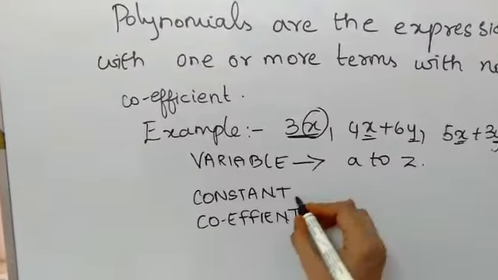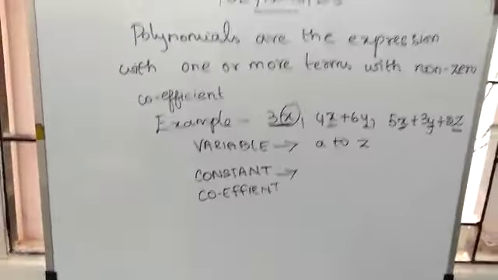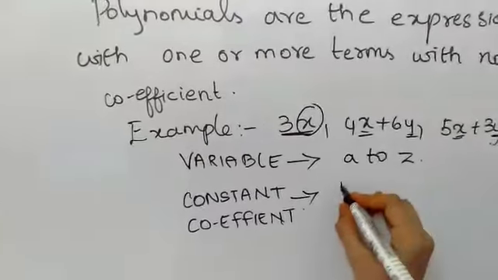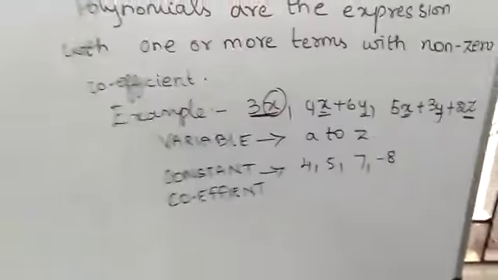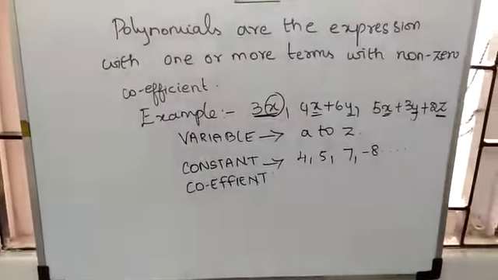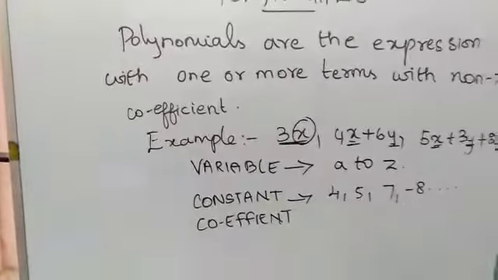Then comes constant. Constants are the terms without variables, for example 4, 5, 7, -8, etc. So the numbers without the variables are called constants in an expression.